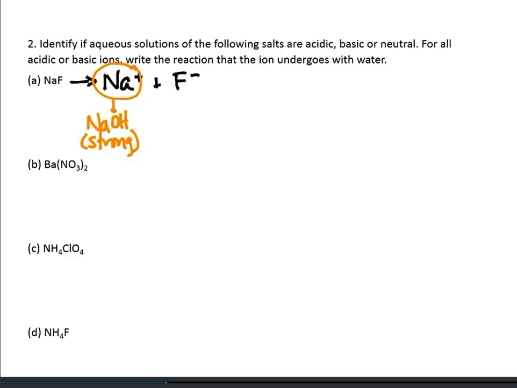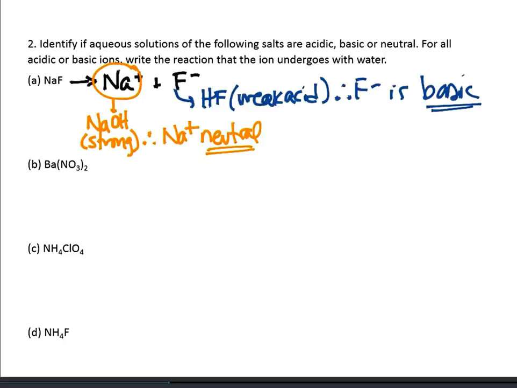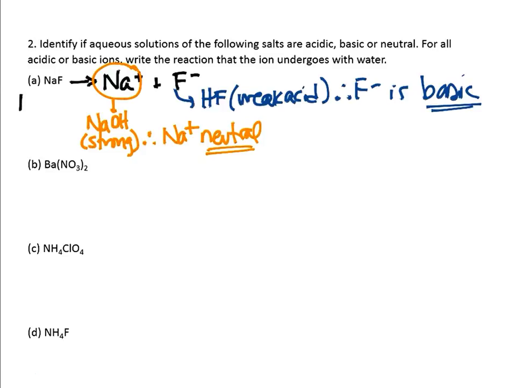We have 4 salts here. We're going to decide if they're acidic, basic, or neutral. We have to consider each cation and anion separately. Sodium is derived from sodium hydroxide, which is strong, therefore sodium is neutral. Fluoride ion is derived from hydrofluoric acid, which is weak, therefore fluoride is basic. So neutral plus basic means this salt is basic overall.